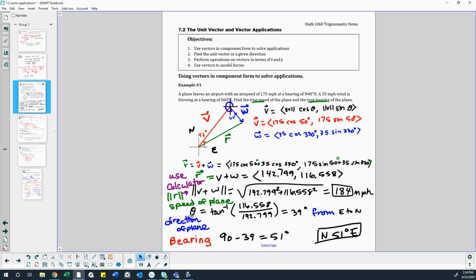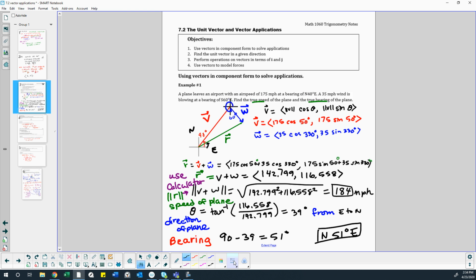Then theta, the direction of the plane, we find with the inverse tangent of y over x, or b over a, whatever letters you want to use. So our vertical component divided by our horizontal component, throw that in a calculator, we get 39 point something degrees. Now just remember that this is an angle in standard position. So this would be this angle right here that is 39 degrees.